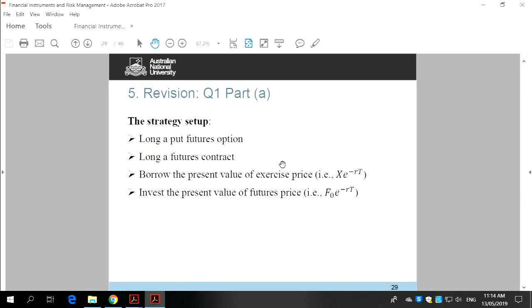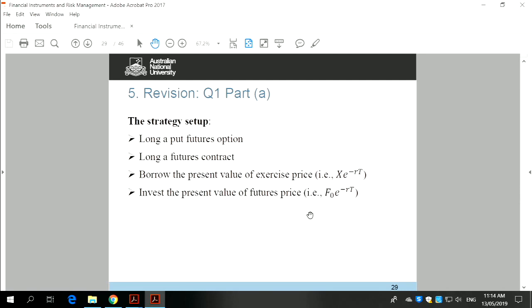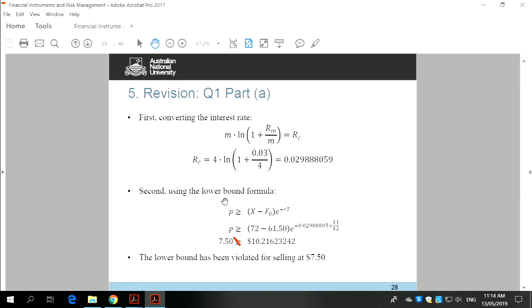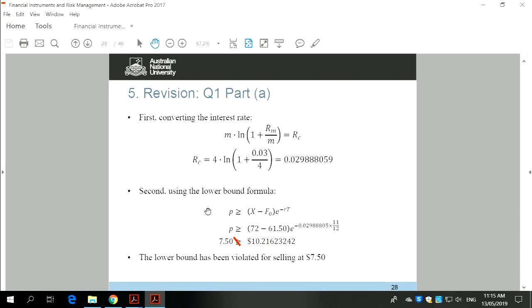So how can we arbitrage this? As I mentioned, your arbitrage strategy is entirely based on this lower bound equation. So what is in our lower bound equation? We have a put option on the left-hand side of the portfolio. Not only do we have a put option on the left-hand side, we also have a futures contract. The reason we didn't write it is because it costs you nothing to enter into a futures contract today. But you should know that implicitly, there is also a futures position associated with the left-hand side of the equation.